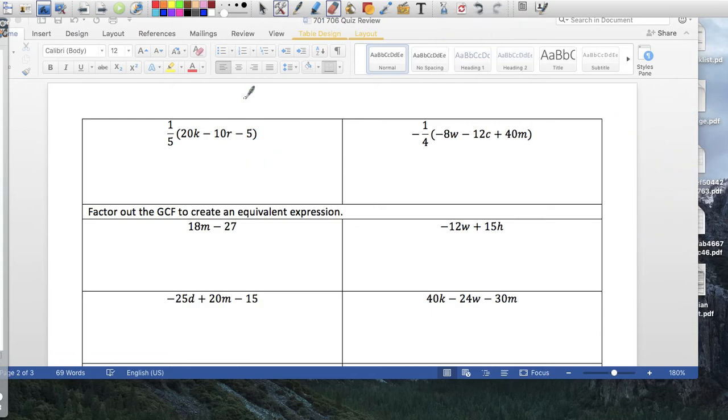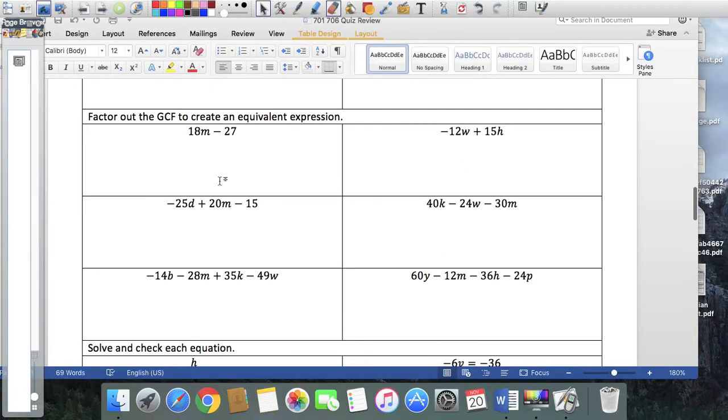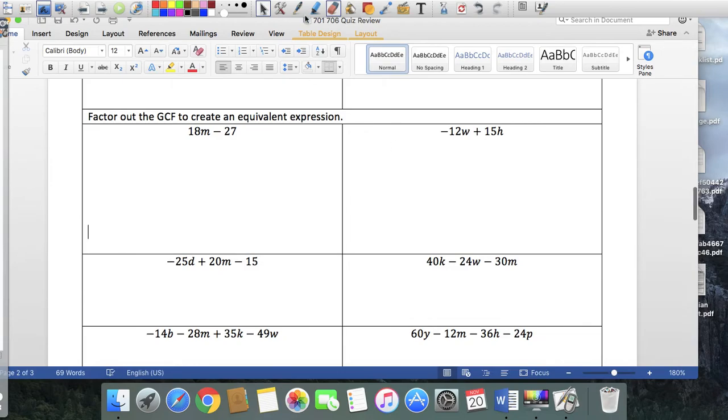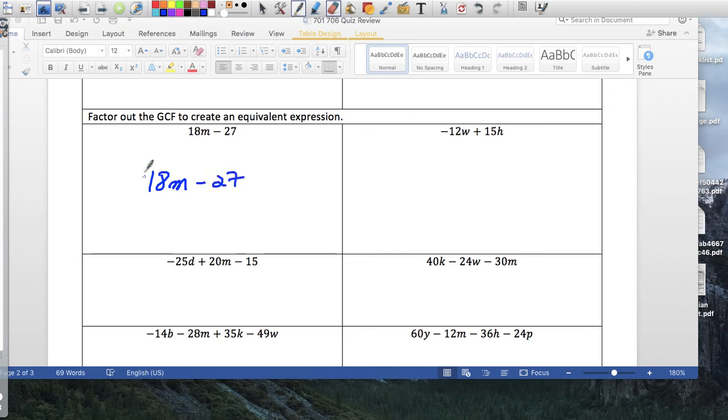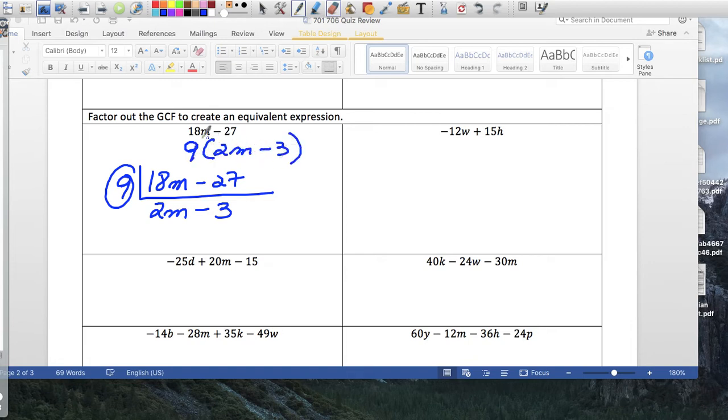Factoring. For these ones, you might want to use your ladder method. They come in handy. Find the biggest number that goes into 18 and 27. Let's try 9. 9 goes into 18 2 times, or 2m, and 9 goes into 27 3 times. Can I go on? No. So this is my GCF. So I need you to write tomorrow that this is 9, and in parentheses it's going to be 2m minus 3. You can check. 9 times 2 is 18m, and 9 times 3 is 27, which gives us our original expression. Okay, so final answer.